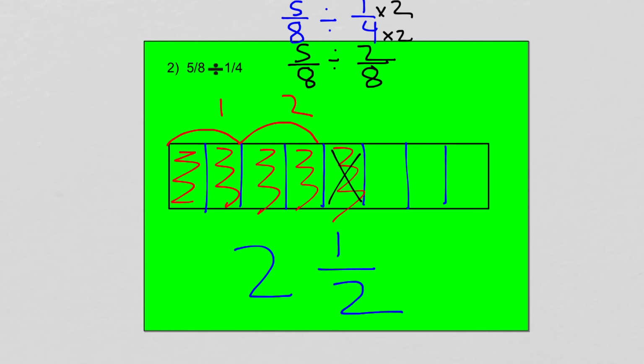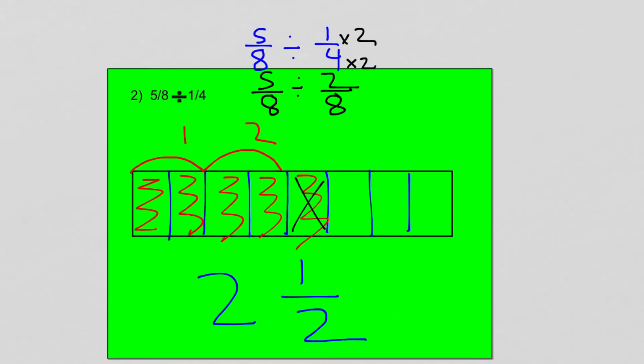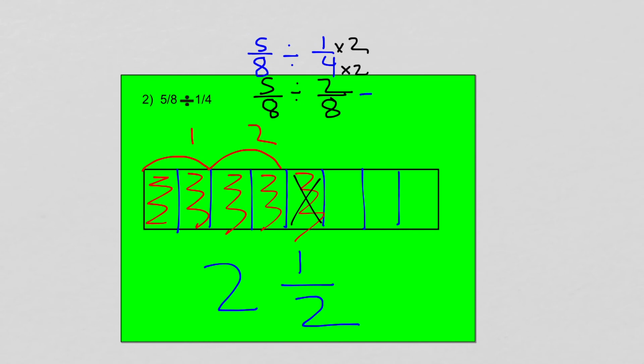We could also check this with keep, change, flip, or we could also remember that if 2 fractions have the same denominator, you just need to do first numerator divided by second numerator, and you'll still get that answer of 2.5. Okay, so you have to be able to draw a diagram. You've got to be able to do keep, change, flip. It can also be really helpful to remember that if 2 fractions have the same denominator, you just do first numerator divided by second numerator. So a lot of different things we need to be able to do.